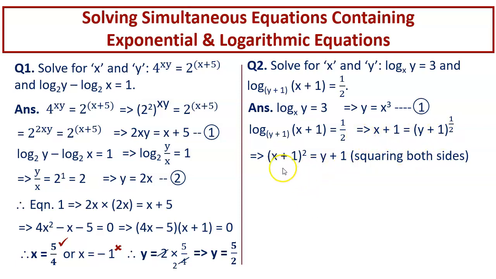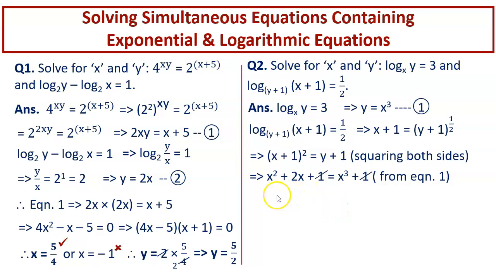And of course we will be expanding the left hand side, but in place of y we can write x cube from equation number 1, because we want to come to a single variable so that we can solve. So in place of y we write x to the power of 3 from equation 1, and the equation becomes x to the power of 2 plus 2x plus 1 on expanding the left hand side. This is equal to x to the power of 3 plus 1. And there is this plus 1 on the left hand side and plus 1 on the right hand side, which may get cancelled.